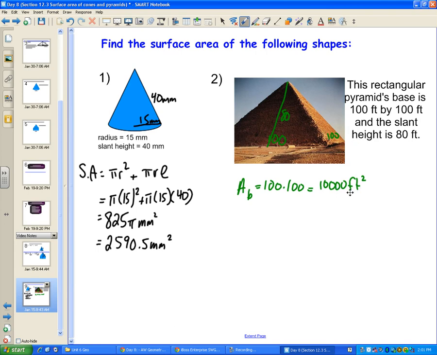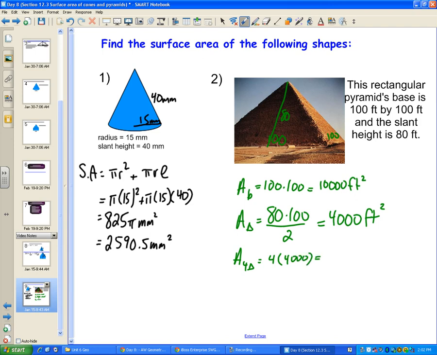So then, to find the area of all the triangles, we could do an area of a triangle, which would be 80 times 100, the base times the height, and divide it by 2, and that would be the area of one triangle, which I believe would get me 4,000 square feet. And so that's one of them, but there are 4 of them, so I'd have to multiply that by 4, so the area of 4 triangles would be 4 times the 4,000, which I believe will get me 16,000 square feet.